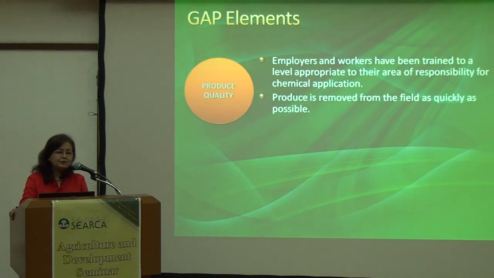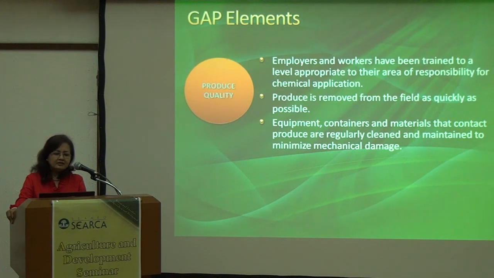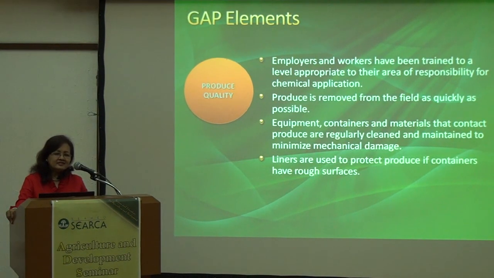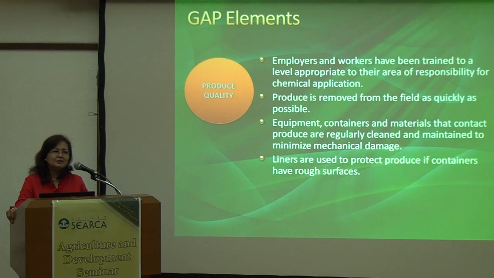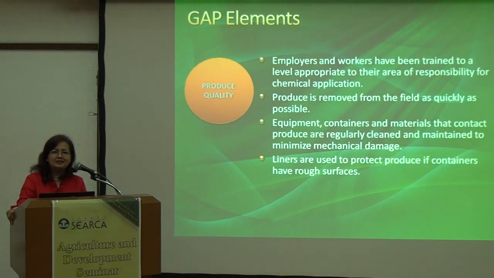Produce is removed from the field as quickly as possible, to maintain the quality of the produce, as we don't want them drying out under the sun. Equipment, containers, and materials that contact the produce are regularly cleaned and maintained to minimize mechanical damage. And liners are used to protect produce in containers with rough surfaces. Especially in our country, we use the kaing, and they have rough surfaces. Well, the farmers normally use banana leaf or sap to rub the produce to protect them, but other farmers don't really bother.